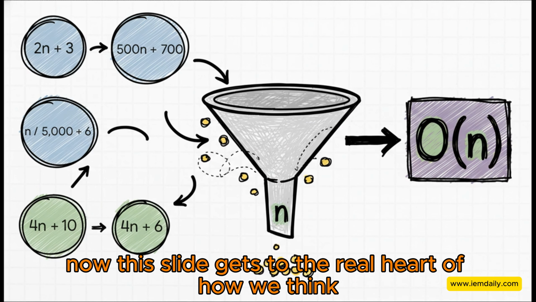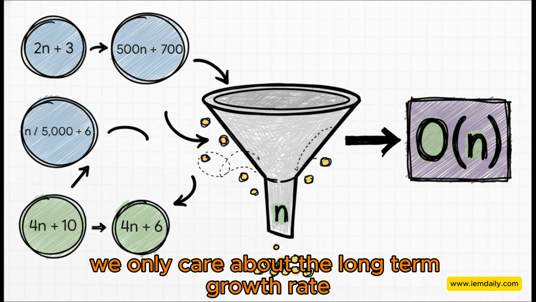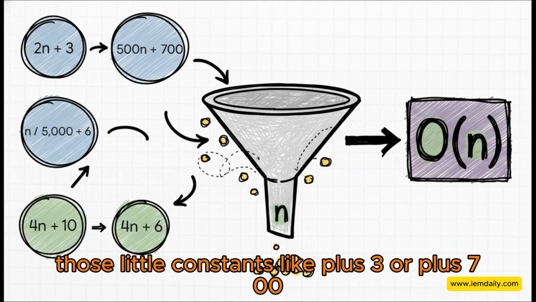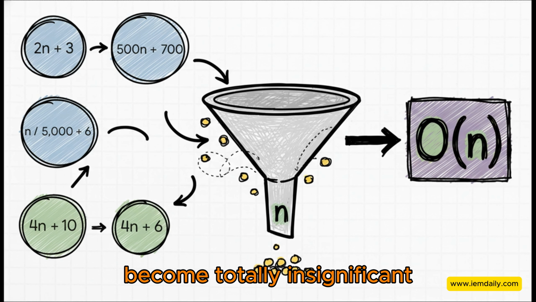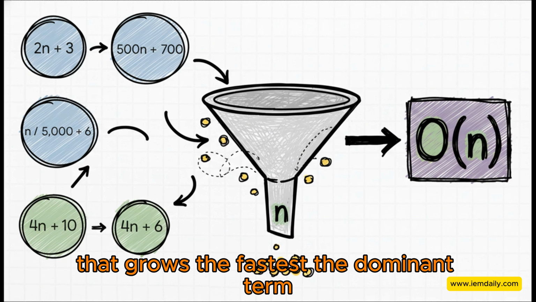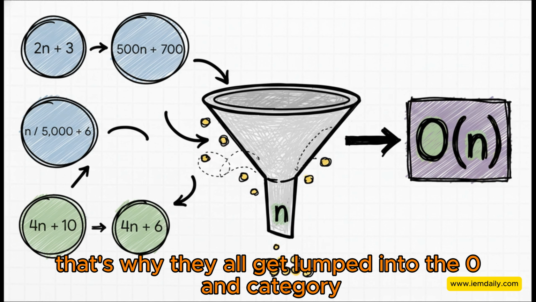Now, this slide gets to the real heart of how we think in big O notation. We only care about the long-term growth rate. When n gets huge, I'm talking millions or billions, those little constants like +3 or +700 become totally insignificant. They're just noise. We only care about the part of the equation that grows the fastest, the dominant term, which in all these cases is just n. That's why they all get lumped into the O(n) category.